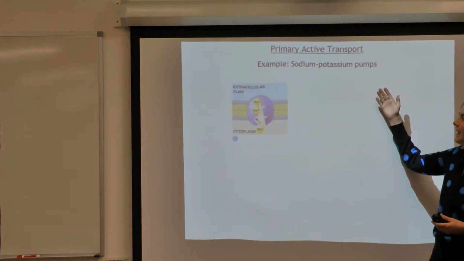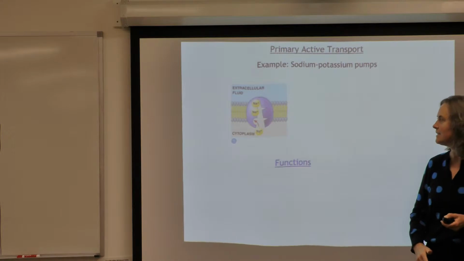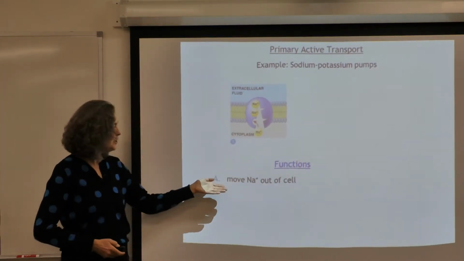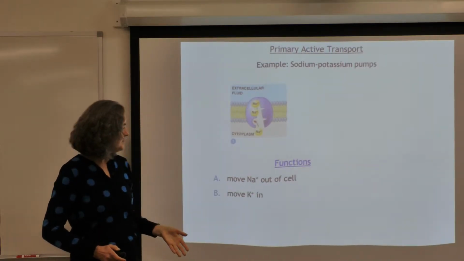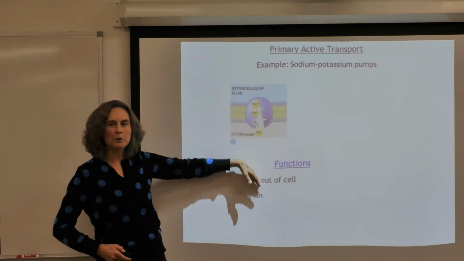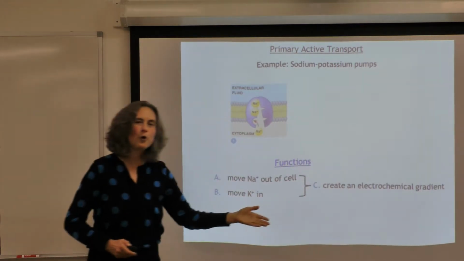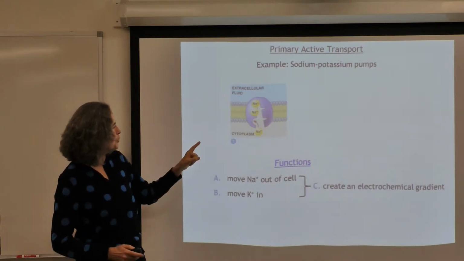This is the sodium-potassium pump, which is a really common and important pump. The specific things that it does are to build a sodium gradient by moving sodium outside the cell. It builds a potassium gradient by moving potassium inside the cell. And together, those two things are going to build an overall electrical gradient, as we'll see. All right, how does it work?